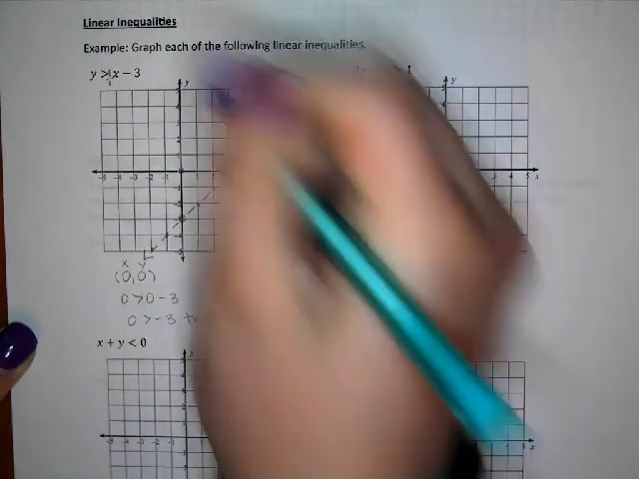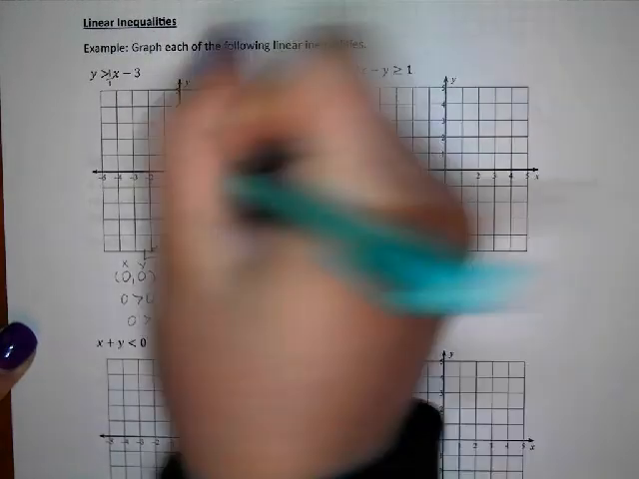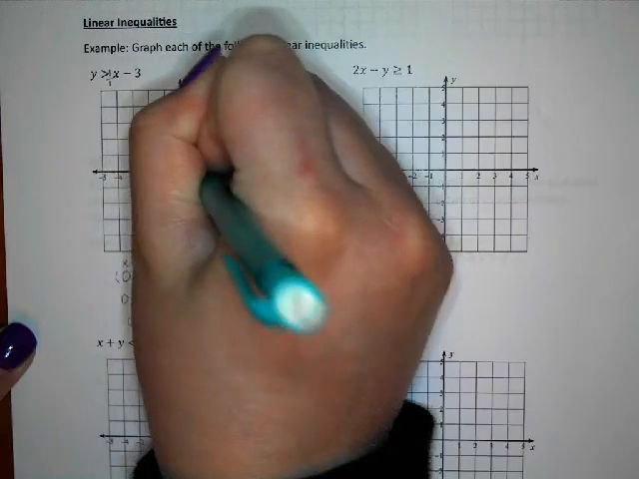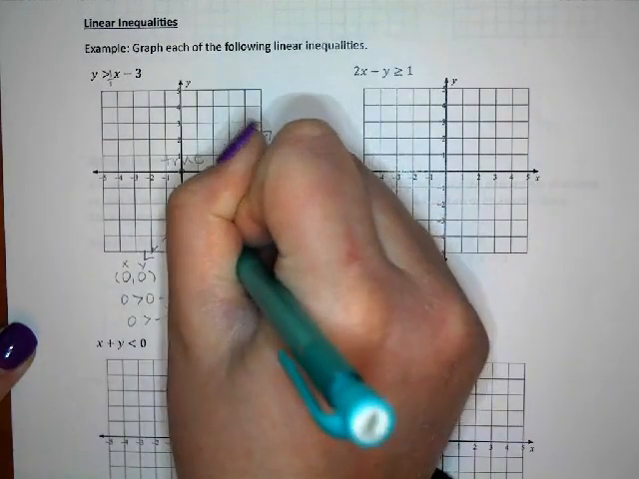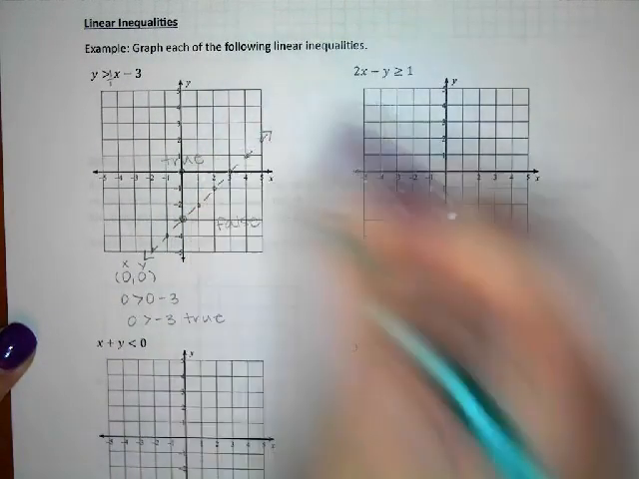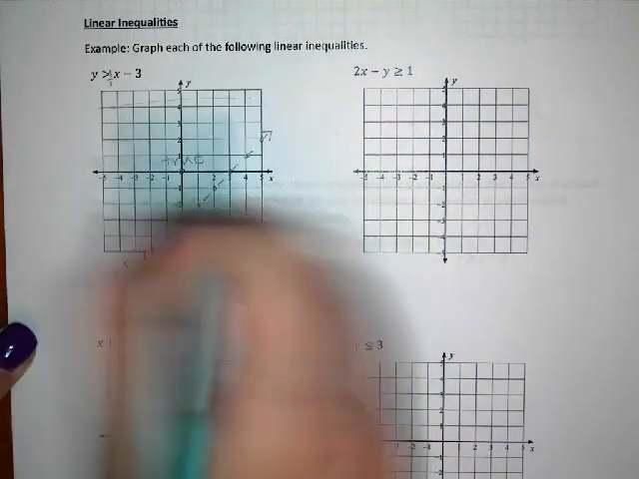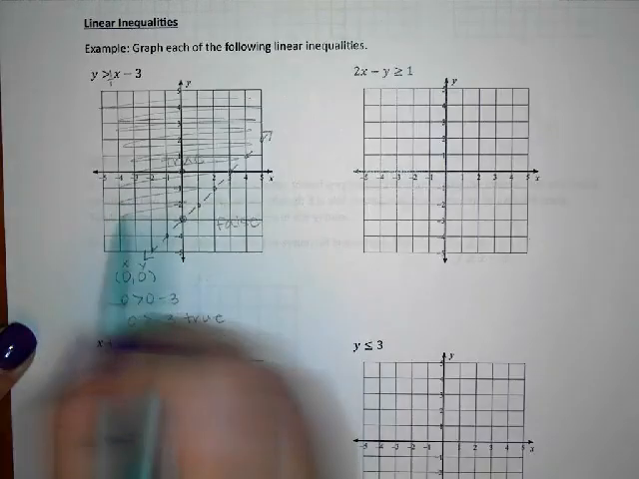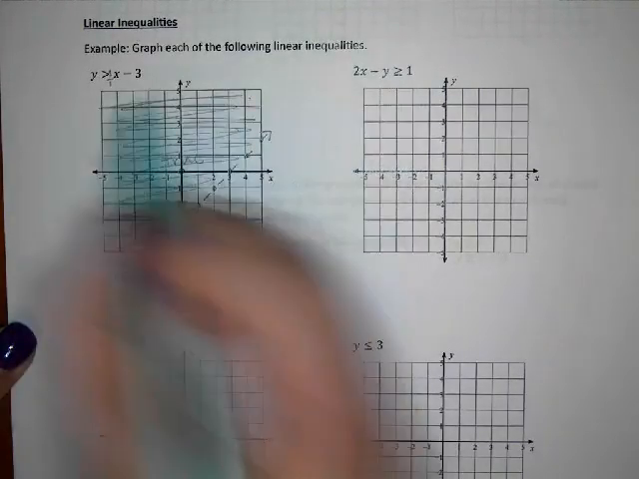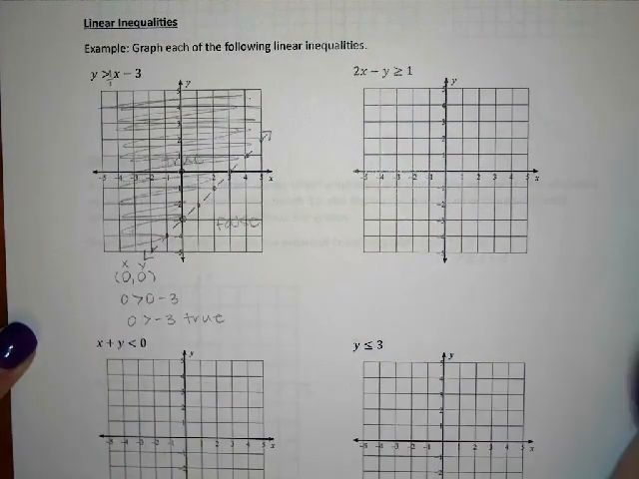And so that means that this point right here represents what is true. That means the opposite side is false. And so we're going to leave that as the open space, and we're going to shade this side so that we know all the solutions to the inequality are on that side.